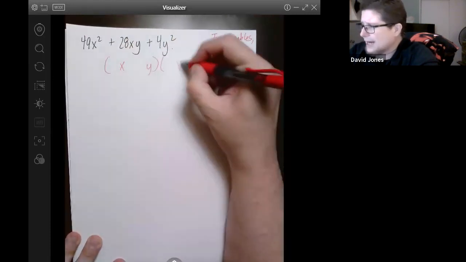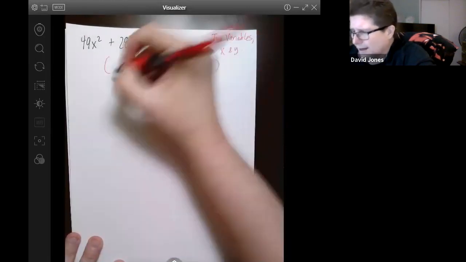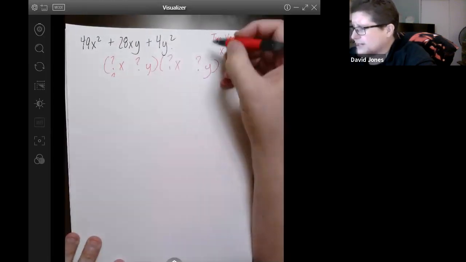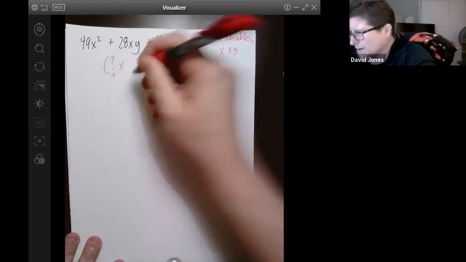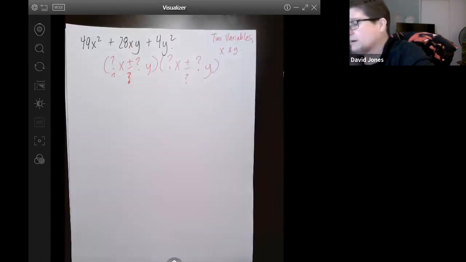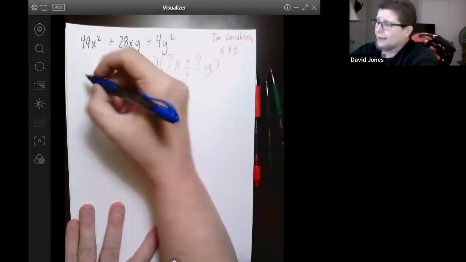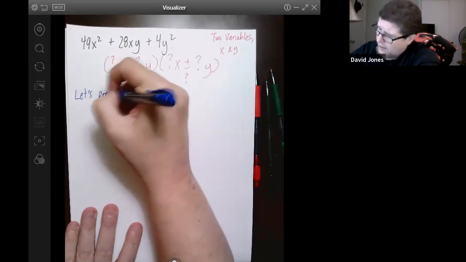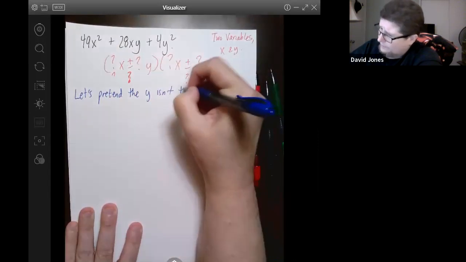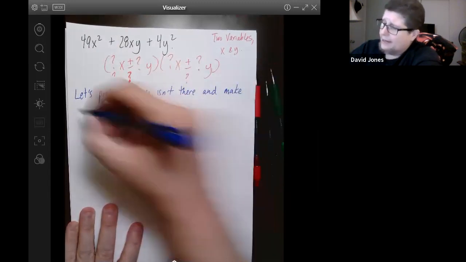It looks like I might have, when I do it in parentheses, an x and a y in both things. And maybe, I don't know what goes in front here, I don't know what goes there, and I don't even know the sign. Question mark on the sign. Plus or minus, who knows? So this is what I like to do. I don't know if you will. Let's pretend the y isn't there. And make sure to add it back in at the end.